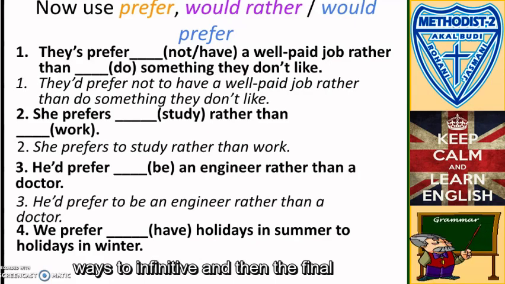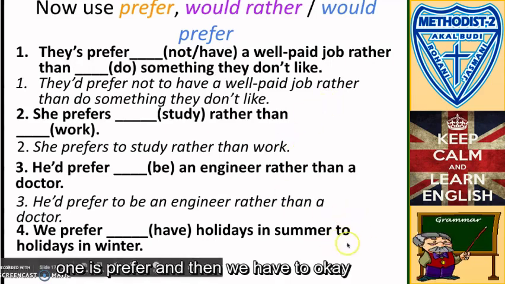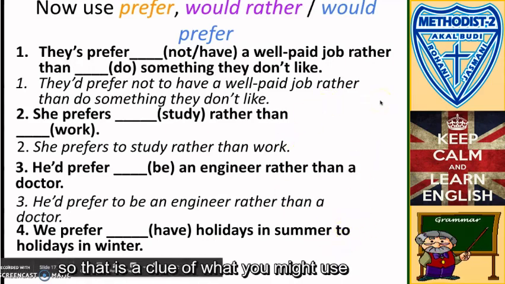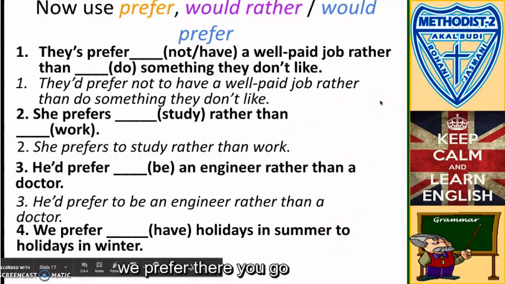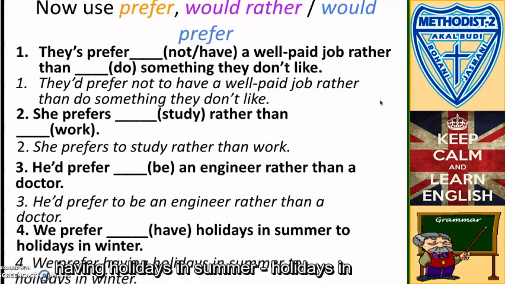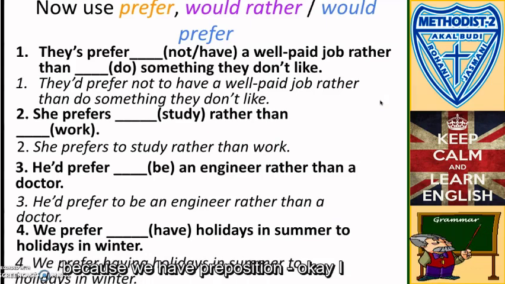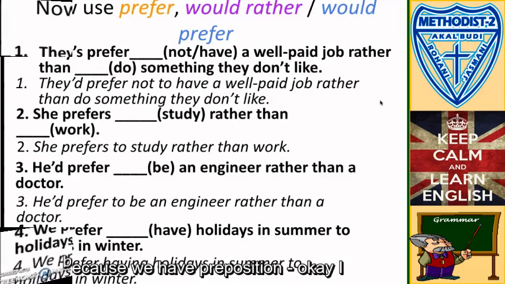And then the final one is prefer, and then we have to, okay? So that is a clue of what you might use. We prefer, there you go, having holidays in summer to holidays in winter, okay? So we have the gerund because we have the preposition to.